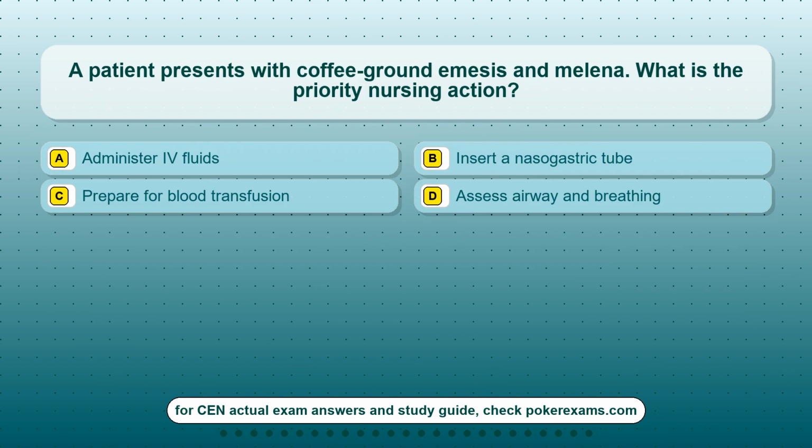Question 10. A patient presents with coffee-ground emesis and melena. What is the priority nursing action? Option A, administer IV fluids. Option B, insert a nasogastric tube. Option C, prepare for blood transfusion. Option D, assess airway and breathing.